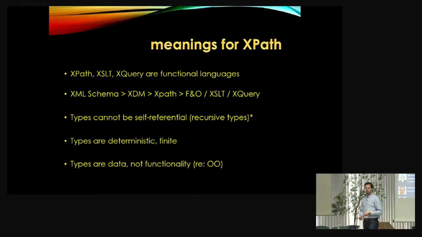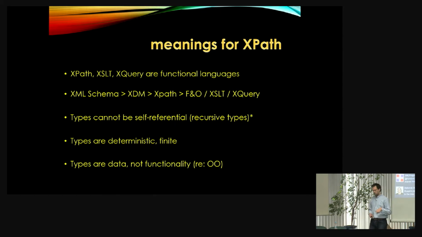As a result, types are deterministic and types are essentially finite. That doesn't mean that you cannot have an infinite structure, but any instance of a type will always be finite. An important concept for people that come from the OO world, object-oriented programming. In object-oriented programming, it's very normal to have a type that contains data, and it also contains the operations that you do on the data. Not so in XPath, or basically in any functional language. Types are data. Data does not have functionality. Functionality is the description of the things that you do with data, and you describe that in functions.